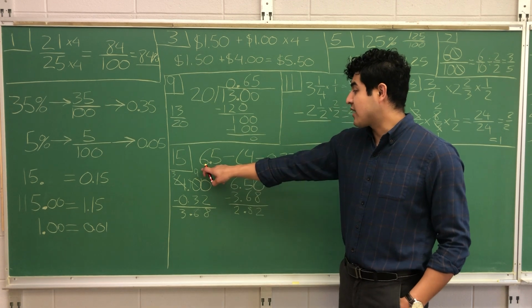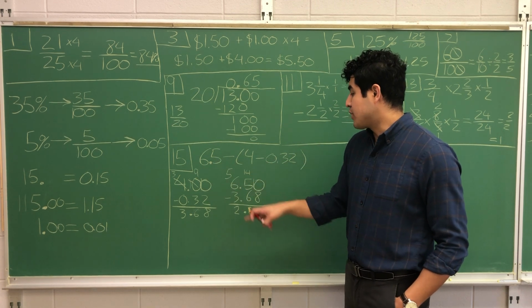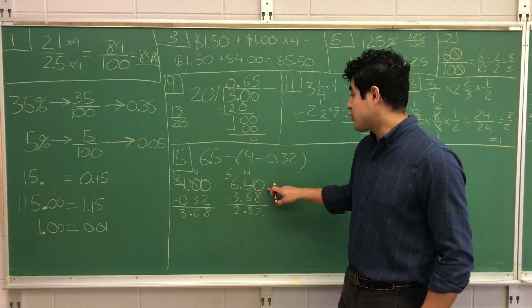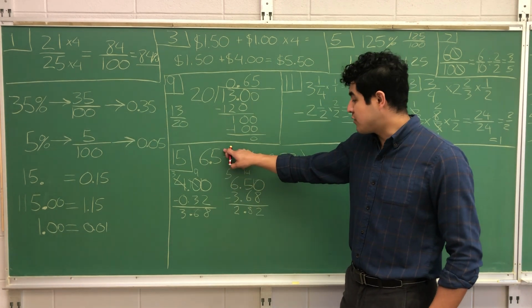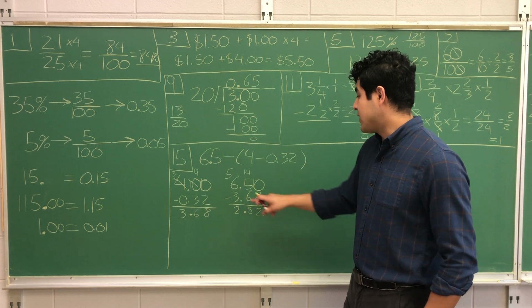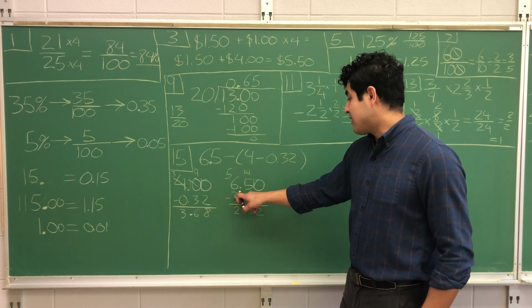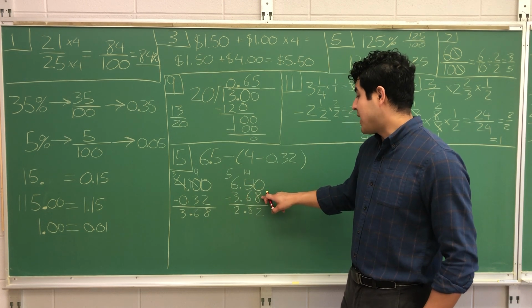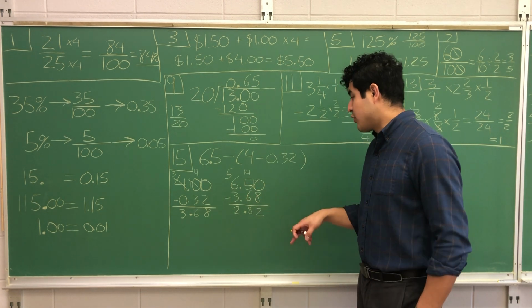So now I can subtract 6.5 minus 3.68. So the larger number I put on top, 6.50, I added a decimal place in the hundredths place to hold its place value there. And I've lined up my decimals. So my 3 is in the ones place, my 6 is in the tenths place, and my 8 is in the hundredths place. So now I can go ahead and subtract.